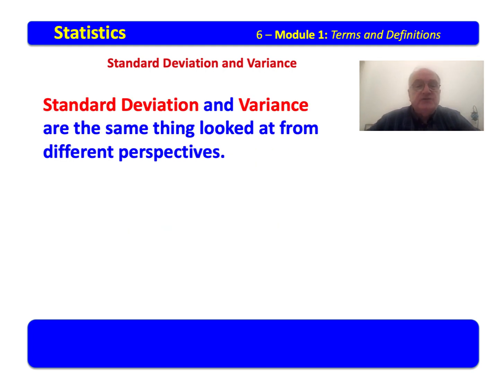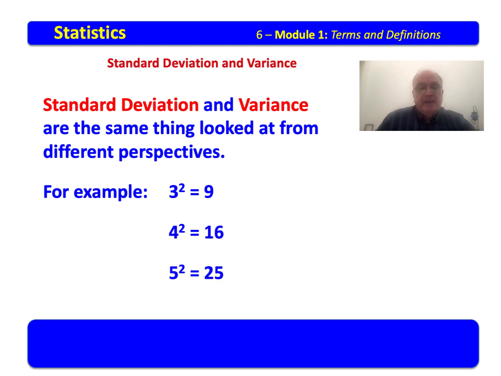Allow me to explain. Standard deviation and variance are the same thing looked at from different perspectives. For example, 3 might be the standard deviation and 3 squared is 9, which would be the variance. That's very interesting because 3 squared and 9 are the same things, but they're looked at from a different perspective. 4 squared and 16, same thing. 4 would be the standard deviation, 16 would be the variance. 5 squared and 25, 5 would be the standard deviation, 25 would be the variance.